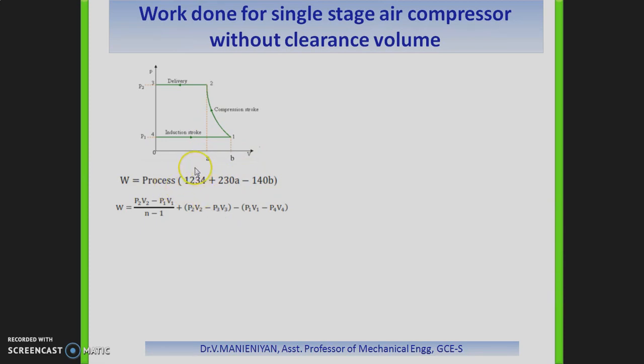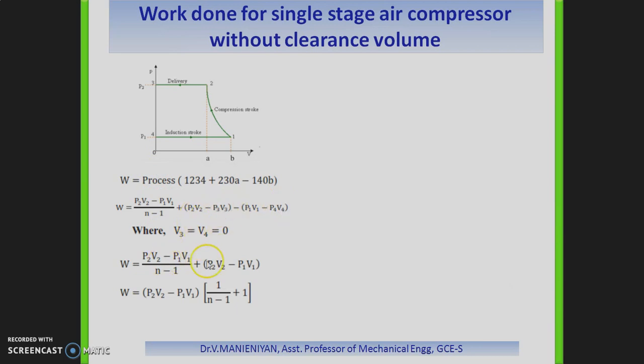And next, for 1, 2, 3, 4, we can write P2 V2 minus P1 V1 divided by n minus 1. Similarly, we write P2 V2 minus P3 V3 and subtract the process P1 V1 minus P4 V4. You know that V3 equal to V4, so that volume will be 0 here itself. There is no clearance volume. So we put V3 and V4 to be 0.